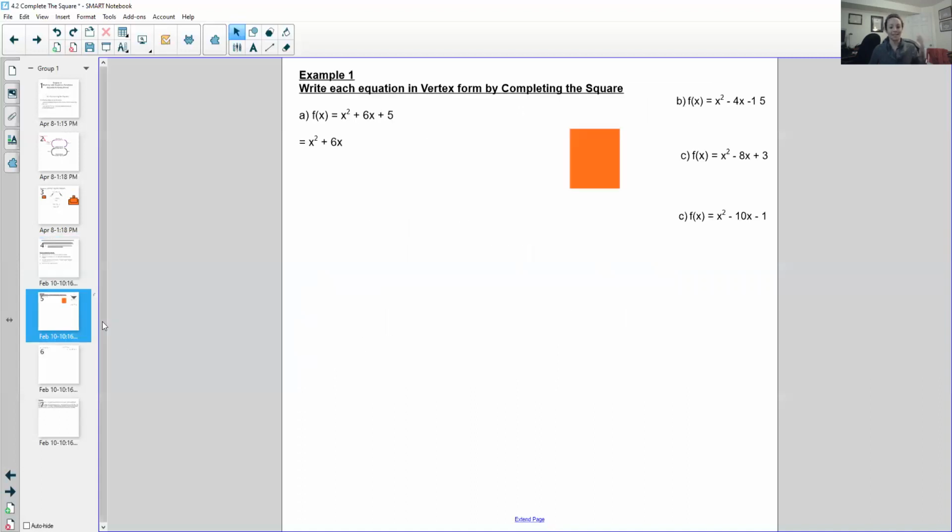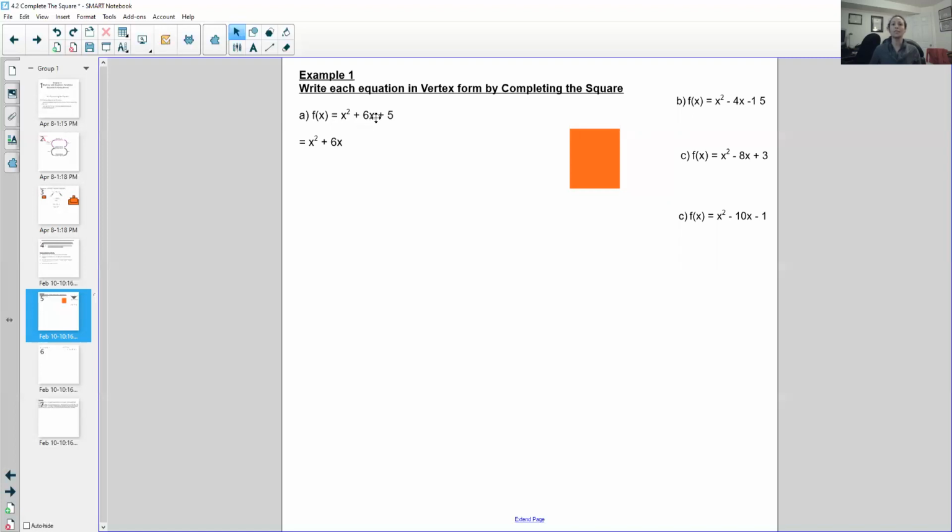Okay, so let's look at an example. Your sheet should have a whole bunch of different trinomials. I'm going to do one example on this page, and then I'll do one if there's an a value. And that's all we're going to do for today. So we need to complete the square of this guy.